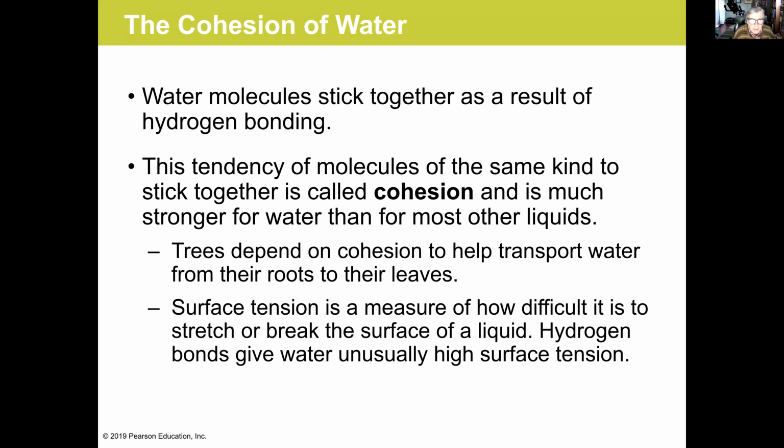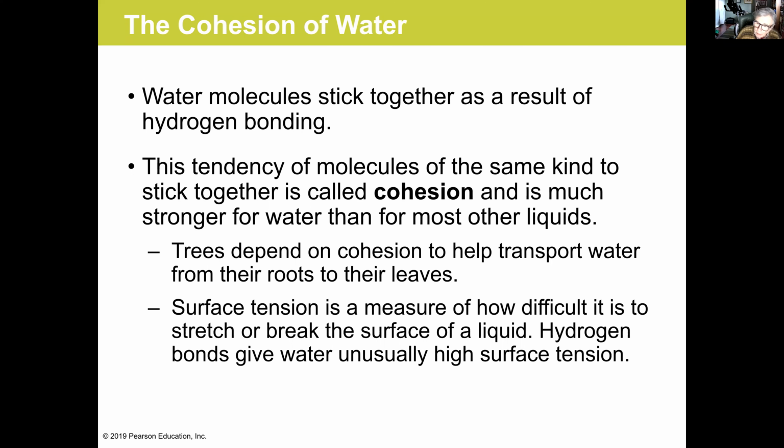Okay, we know that water molecules stick together because of hydrogen bonding. So this gives water cohesion. And it's much stronger for water than for most other liquids. Trees depend on cohesion to help transport water from their roots to their leaves. Now we've got a pump to pump fluids through our body. Trees don't have this, and they have to get water from the ground up to the leaves that could be hundreds of feet above the ground. So this is called capillarity.